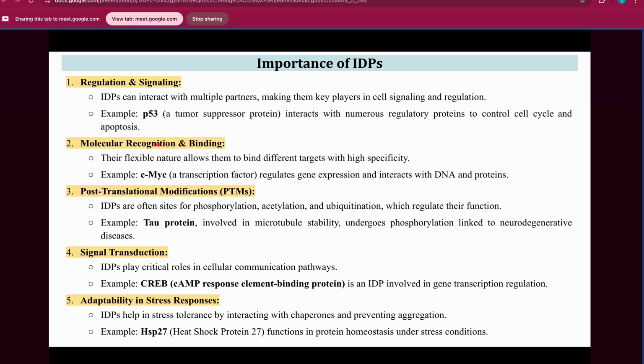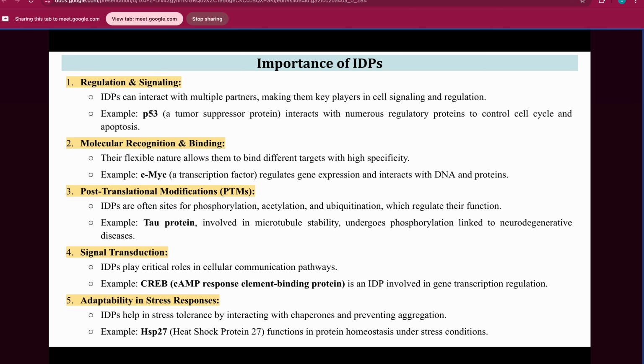Then the second feature is molecular recognition and binding. So their flexible nature allows them to bind to different targets with high specificity. So if a protein is folded into a stable tertiary or secondary structure, for example, beta sheets or alpha helices, then there is a limitation.